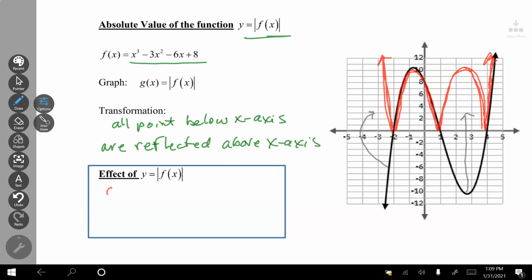So my effect is all y values are now non-negative. They could be 0, like the points here at -2, 1, and 4. They stayed at 0, but all the ones that were negative became positive.